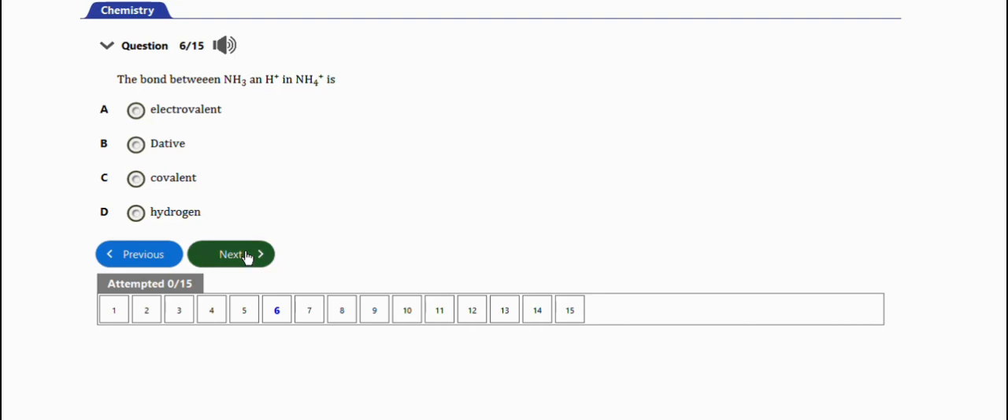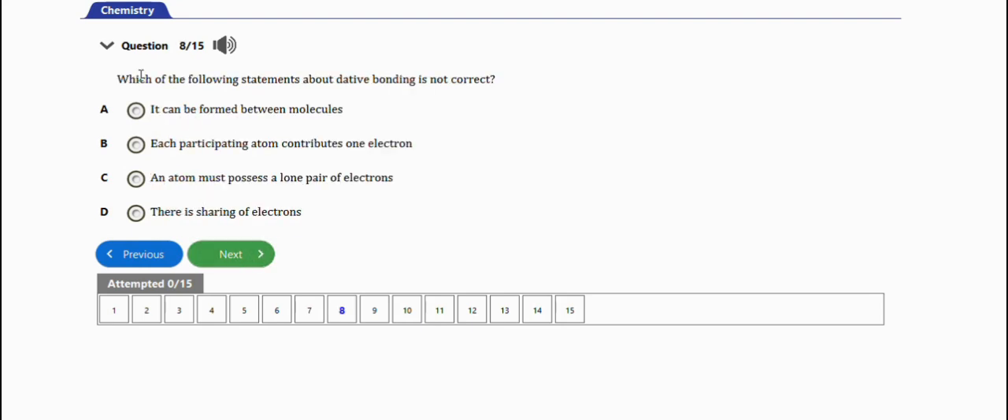Okay, the next question says a coordinate covalent bond can be formed between, we have this compound, and this one, and this one. So guys, looking at the options we have here, the right answer to this question will be option A. So that's it for this question. Take note of it.